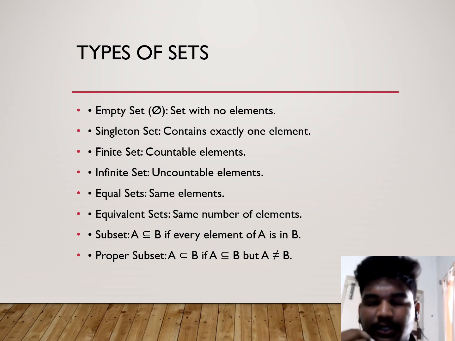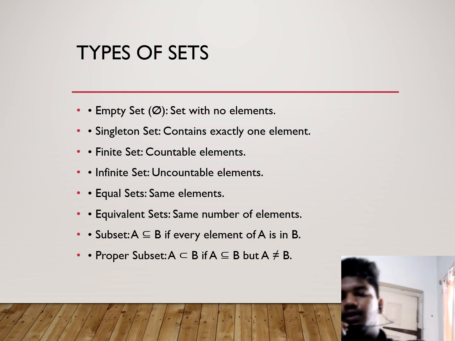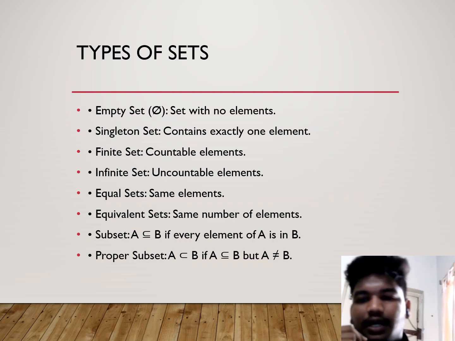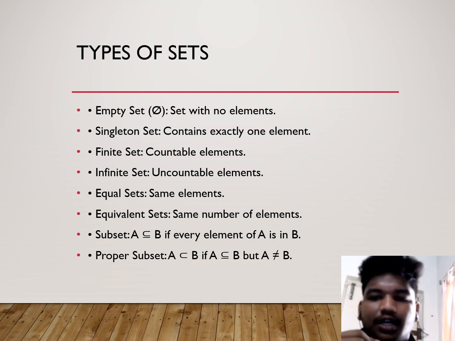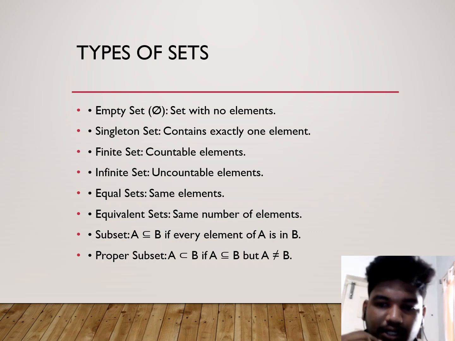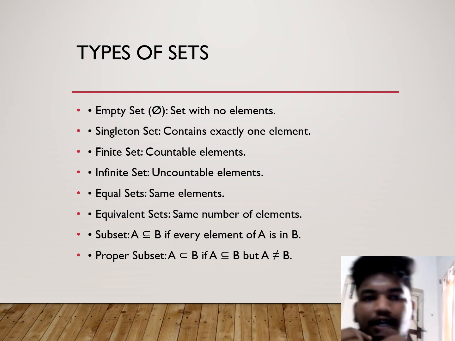Equal set in the sense, in the two sets the elements are the same, but without regard to order, and that set is called an equal set. And another set is the disjoint set. In two sets there are no common elements, that is called disjoint sets. Universal set: in the universal set all the elements are present, and this is about the types of sets.